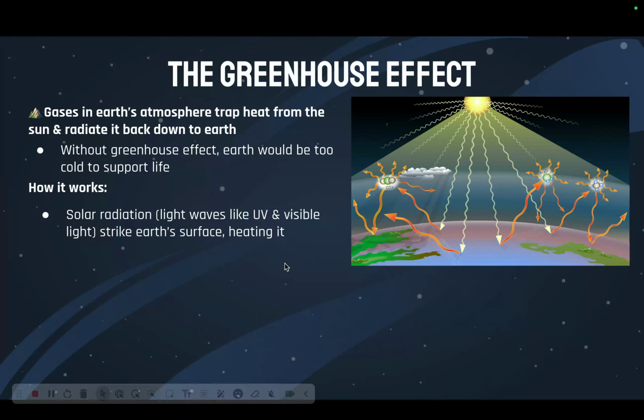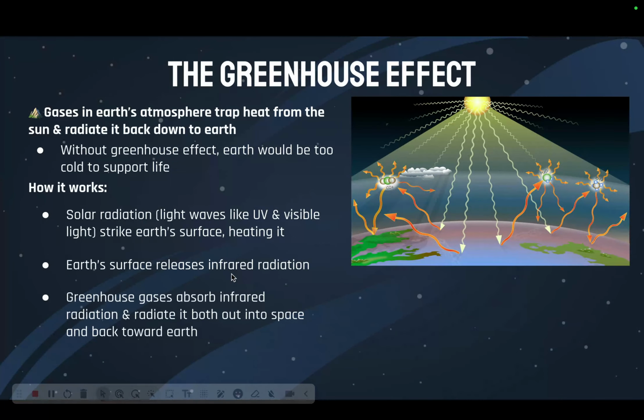All right, so solar radiation, which are the light waves, like the UV waves and the visible light coming from the sun, strike the Earth's surface. When it strikes the Earth's surface, it heats up and it actually releases infrared radiation. The Earth's surface releases that. Greenhouse gases absorb that infrared radiation and they radiate it both into space or back towards the Earth. It just depends on where the radiation goes, where those waves move, okay?